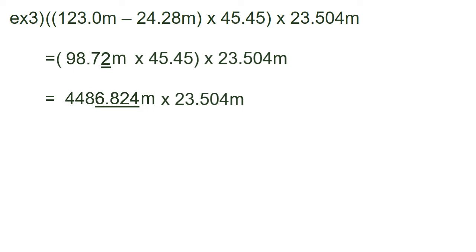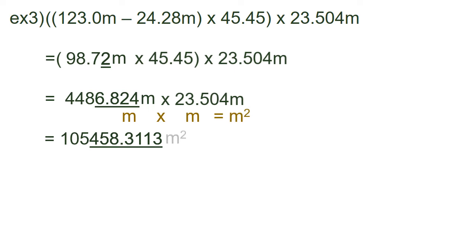Now I punch 4486.824 multiplied by 23.504 into my calculator, and I get a really big number. The first number had 3 sig figs, the second number had 5. So when I multiply something with 3 sig figs by something with 5 sig figs, I'm only allowed to keep 3 significant figures. So 105 is significant, 458.3113 is not. Unit-wise, I had meters multiplied by meters, which gives me a unit of meters squared. So my final answer is 1.05 times 10 to the 5 meters squared.